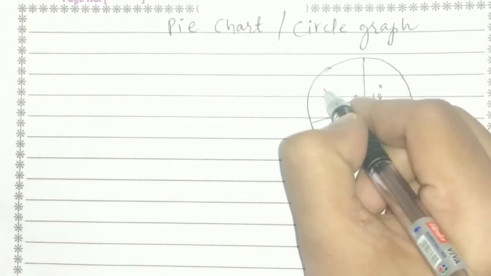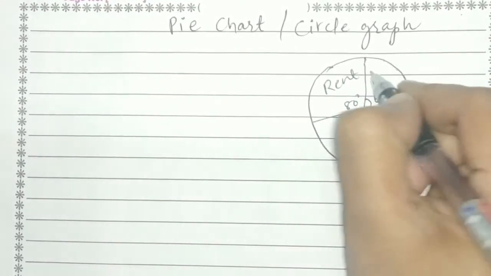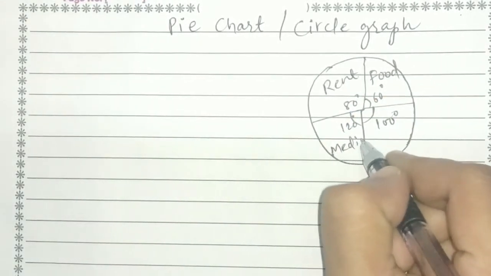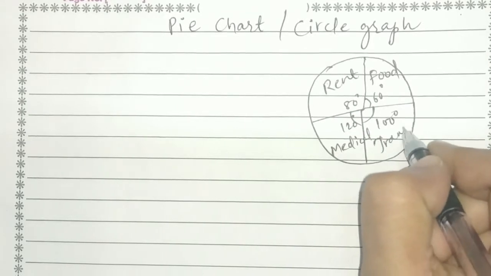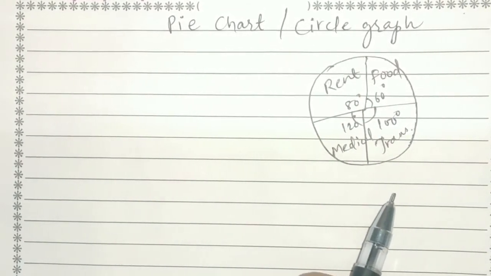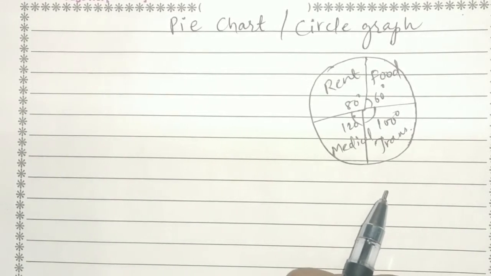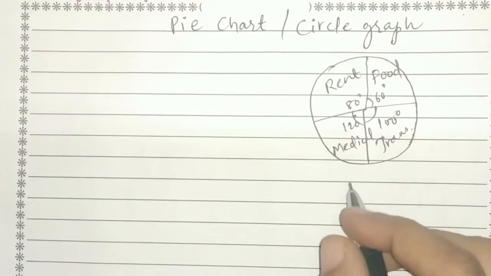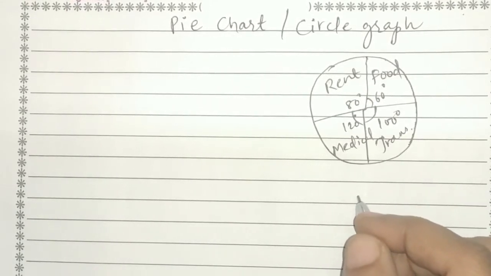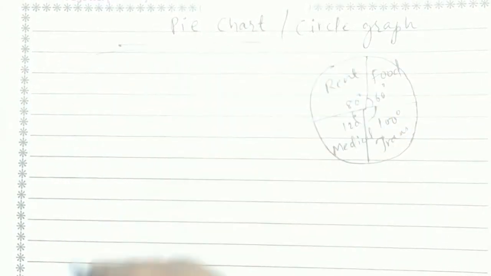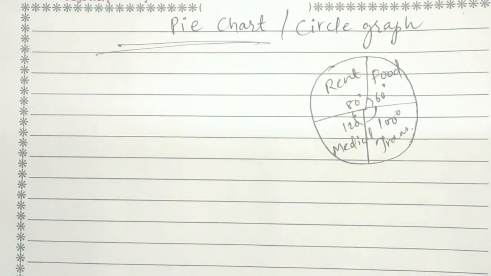So suppose this is your rent, this is going to be for the food, and this is medical, and this is transportation. So this pie chart shows how the data is shared or divided for the person's monthly expenditure. So pie chart is a way of showing how something is shared or divided. Or you can also say that this pie chart is a graphical representation of data. That data is in the numerical format.